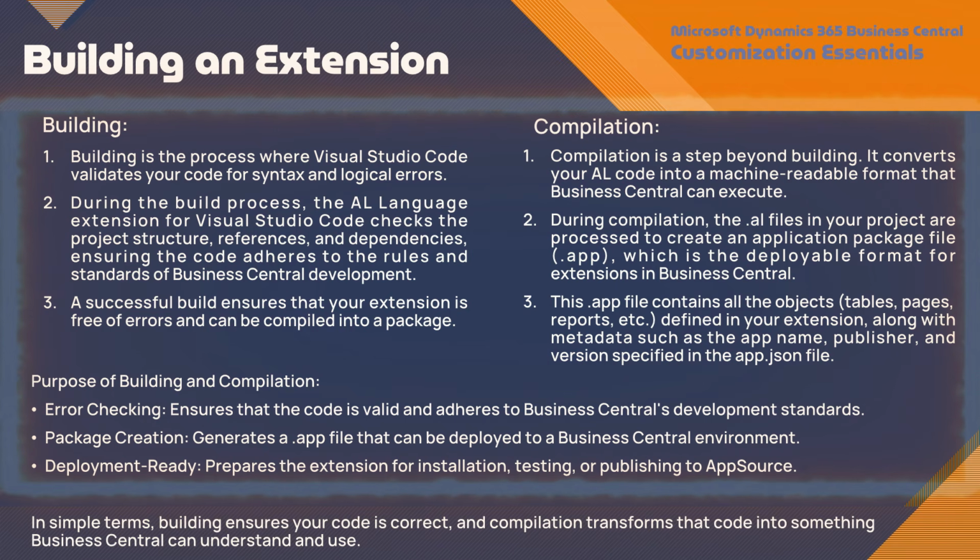Compilation takes this a step further by converting the validated code into an .app file, which is the deployable package format for Business Central. This file contains all the objects and metadata required for the extension to run. Together, building and compilation ensure your extension is error-free and ready for deployment.